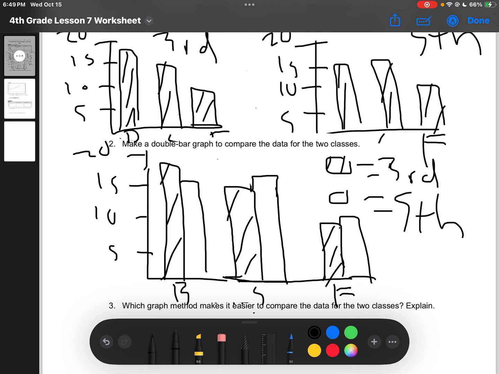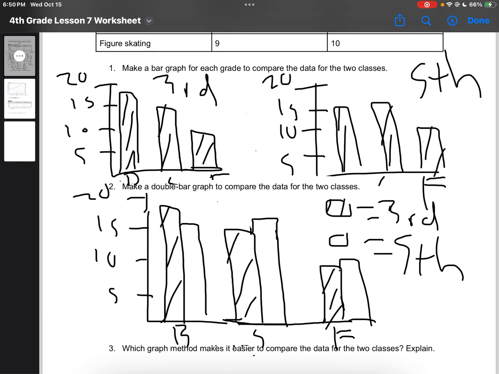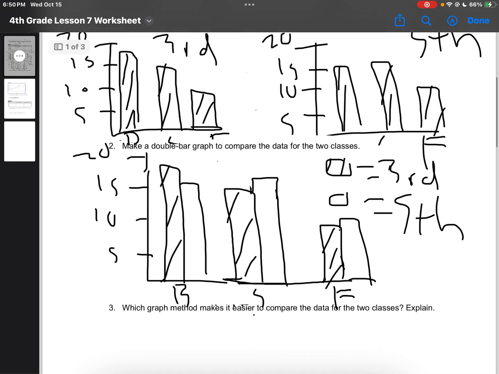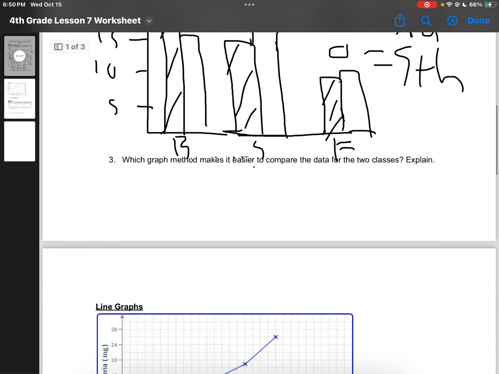This is how a double bar graph will look. We just combine the two bar graphs from each grade into one, plotted on one graph. And we need a key indicating which bar is which grade.